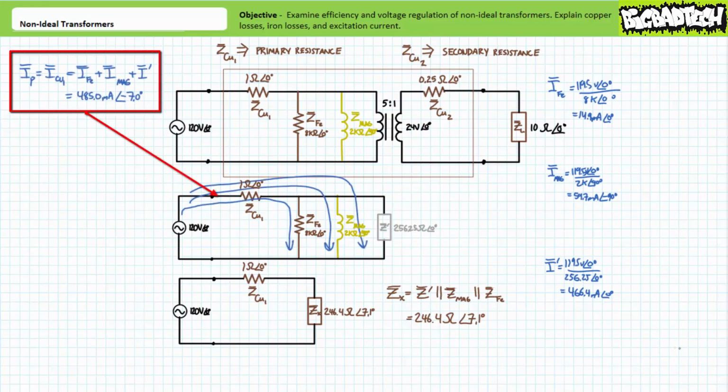Kirchhoff's current law demonstrates that the primary current will be I single prime plus I mag plus I FE, or roughly 485.0 milliamperes at an angle of -7 degrees. Let's now examine power for the individual elements in this model.